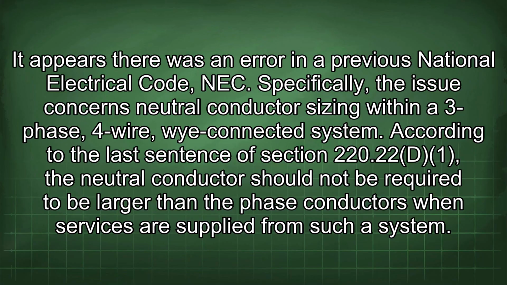It appears there was an error in a previous National Electrical Code (NEC). Specifically, the issue concerns neutral conductor sizing within a three-phase, four-wire, wye-connected system. According to the last sentence of section 220.22 DON, the neutral conductor should not be required to be larger than the phase conductors when services are supplied from such a system.